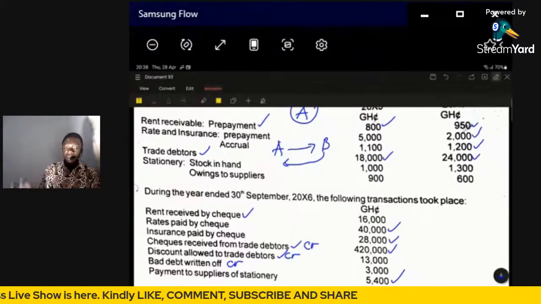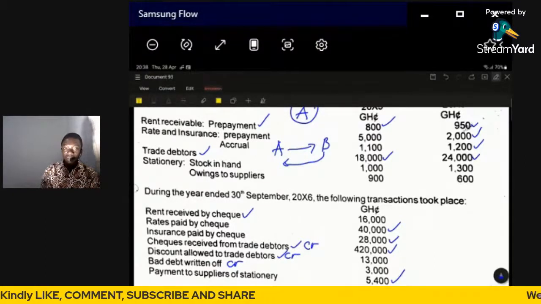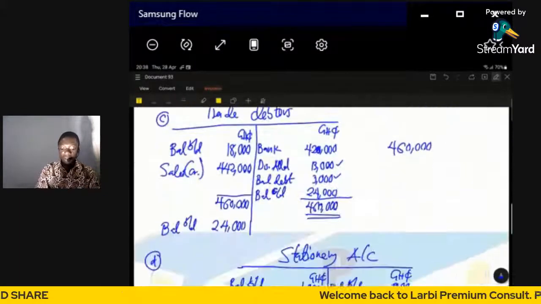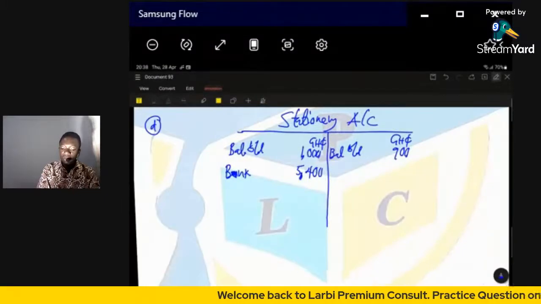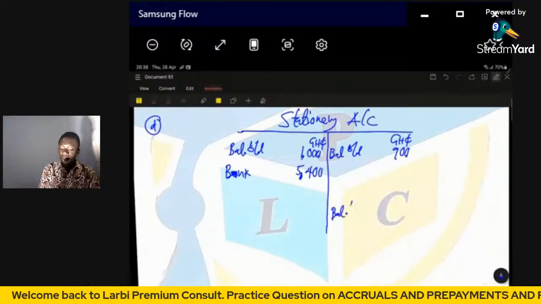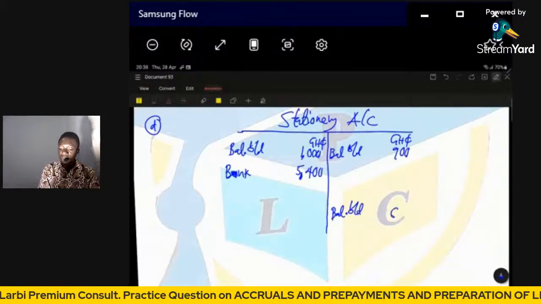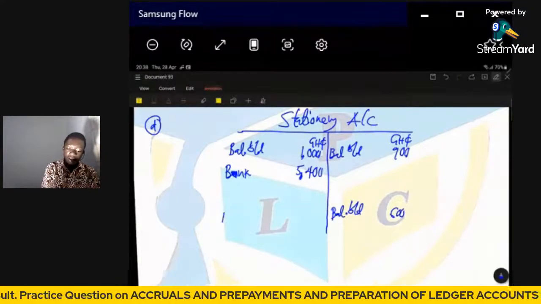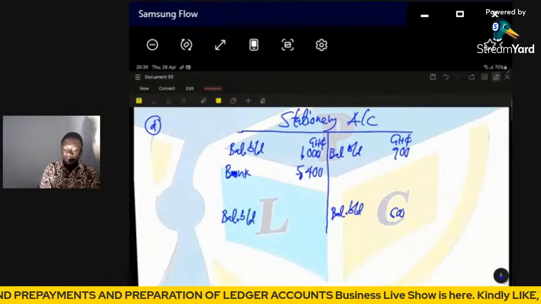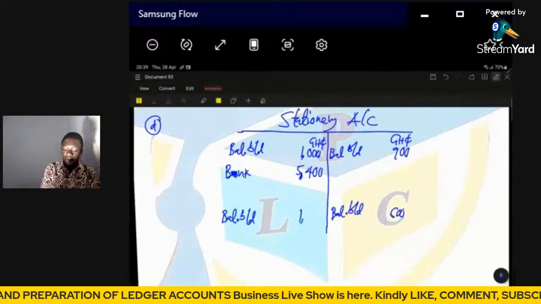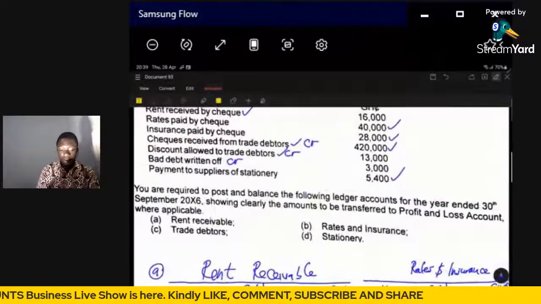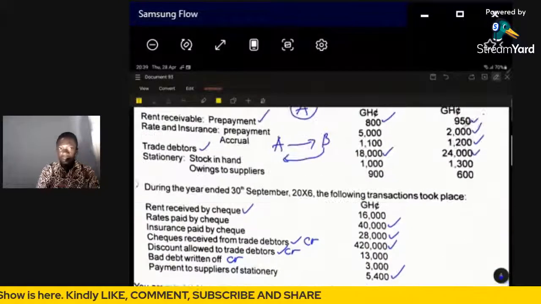owing is going to be a balance brought down on the credit side of the stationery account, since it is the amount that we owe. So straight away we can record that here: balance brought down as amount owing, 600, and then balance brought down as amount for stock on hand. That was 1,300. Let's see if that is right. Yeah, 1,300.